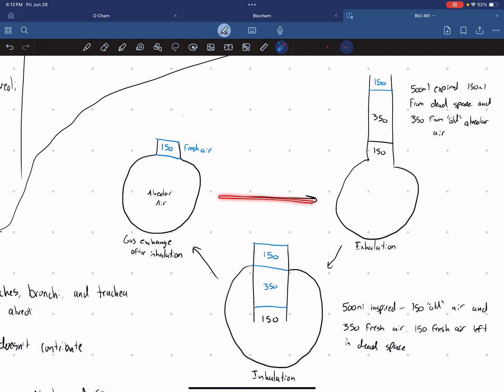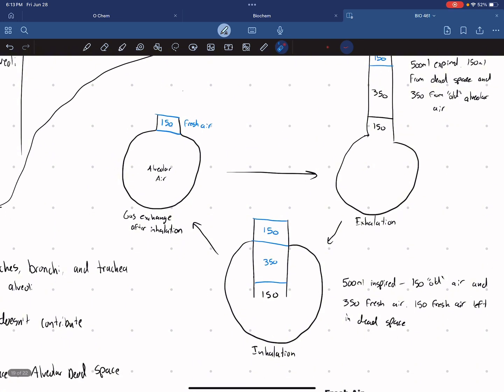So then when we move over here to exhalation, we see that we've expired 500 milliliters, and so there is 150 milliliters from this dead space and 350 milliliters from old alveolar air. So as the air gets exhaled, this is the distribution of the milliliters of air that gets expired. And when exhalation happens and we move down to inhalation, we see a different distribution.